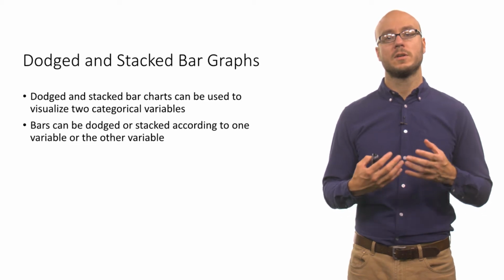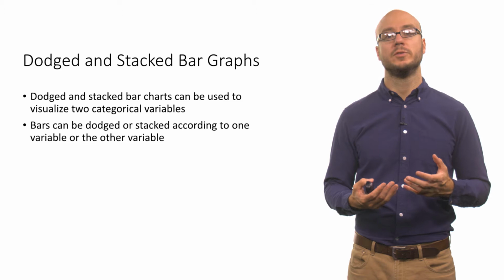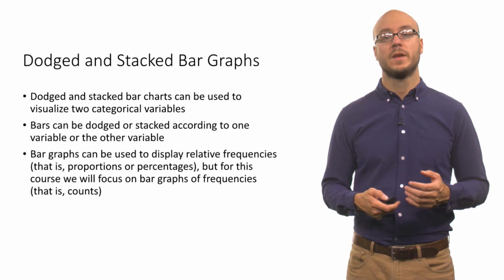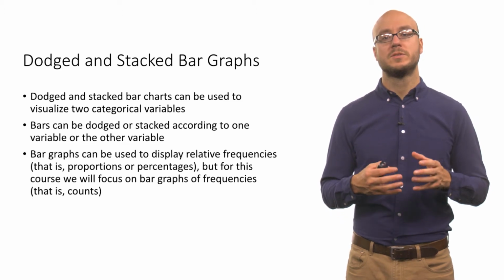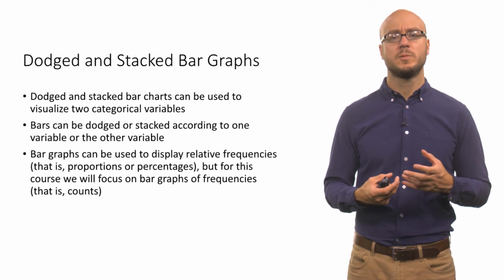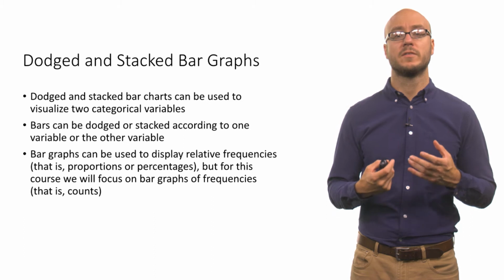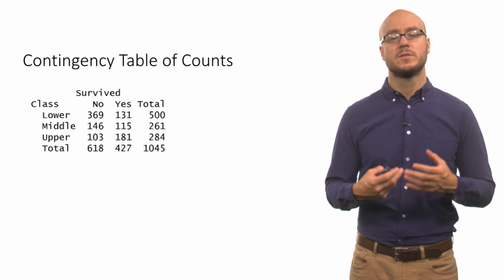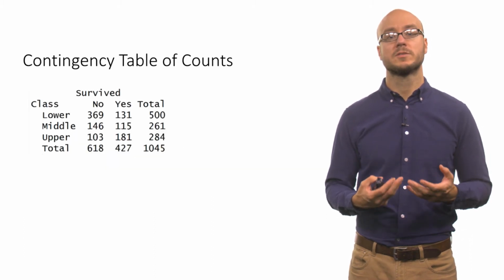The bars are either dodged or stacked according to one variable or another variable. Bar graphs can be used to display relative frequencies, that is proportions or percentages, but for this course we will focus on bar graphs of counts or frequencies. So this is our contingency table of counts or frequencies.